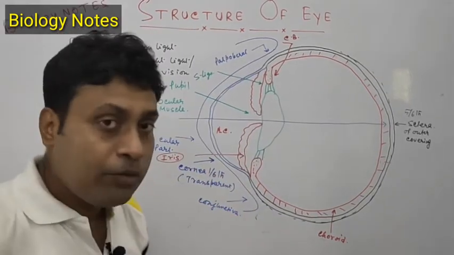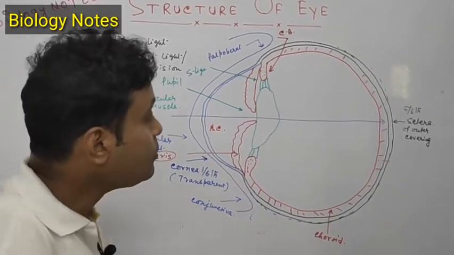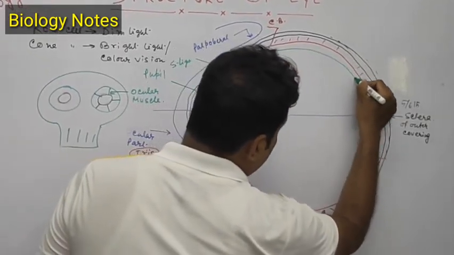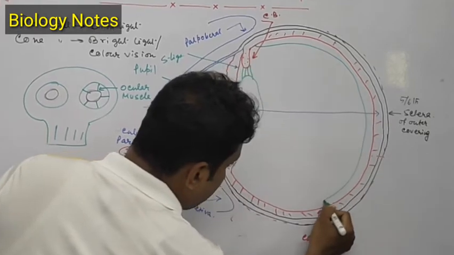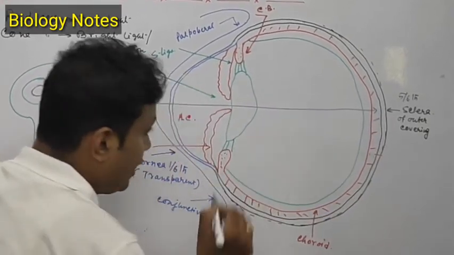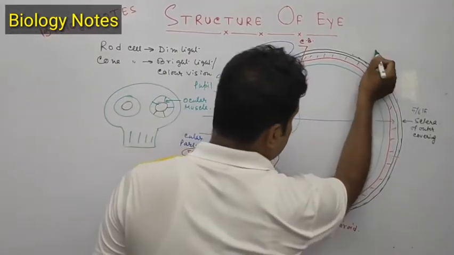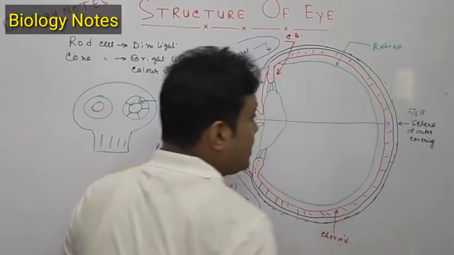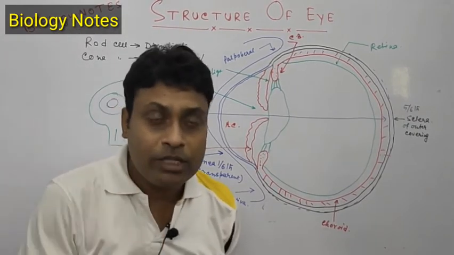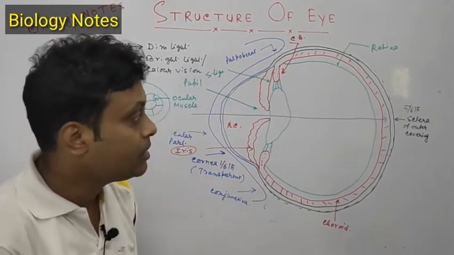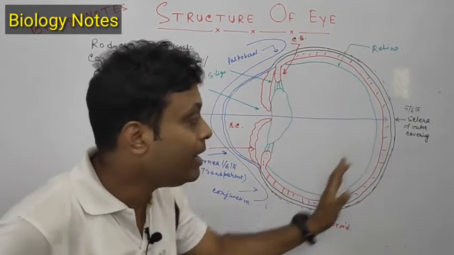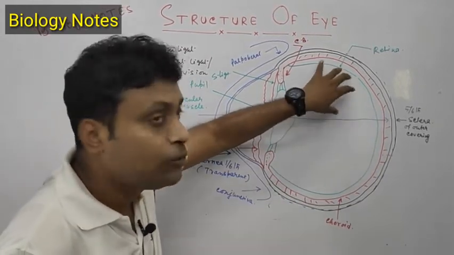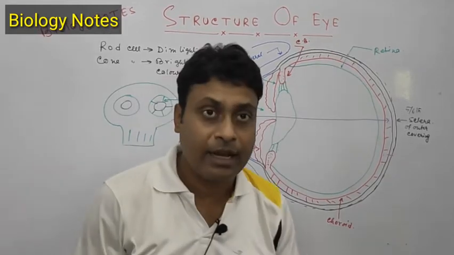retina. Now the innermost layer of the eye is known as retina. Then the eyeball is covered by three layers. The outermost layer, which is the fibrous coat, is known as sclera, the middle layer, which is the vascular coat, is known as choroid, and the innermost layer, which is photosensitive, is known as retina.